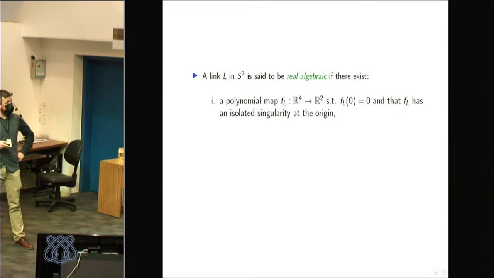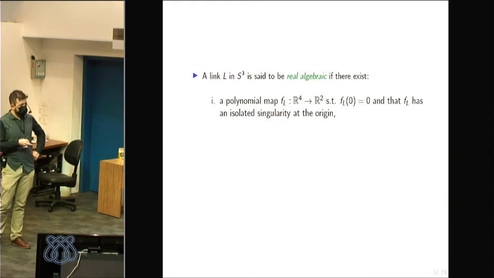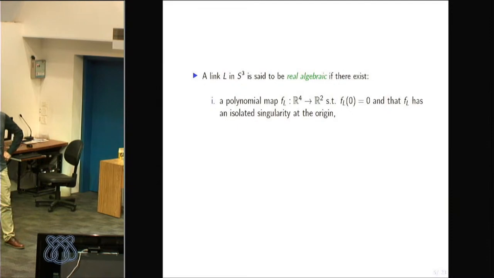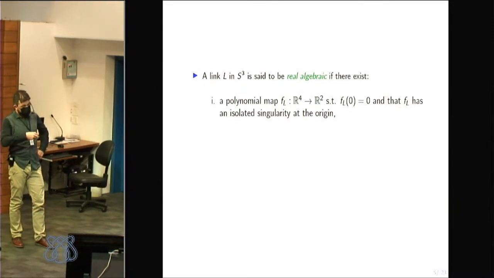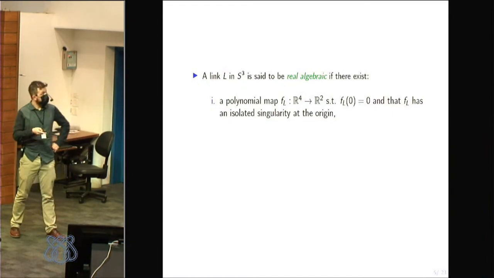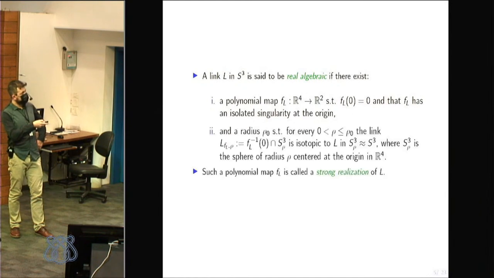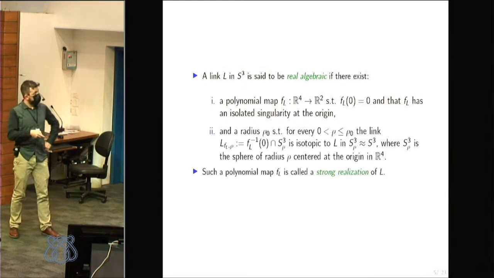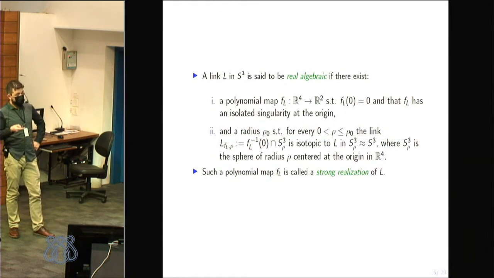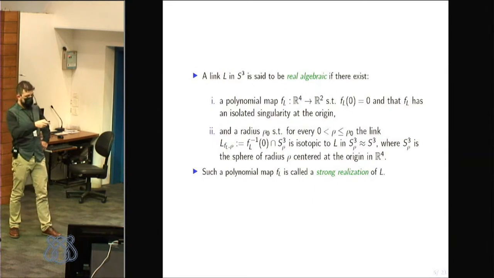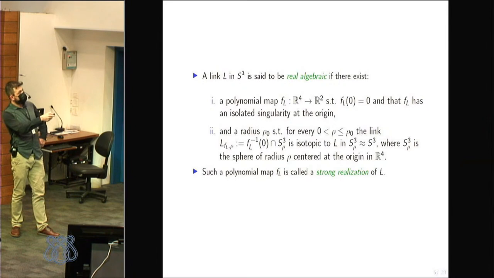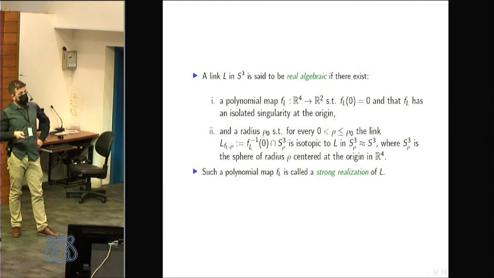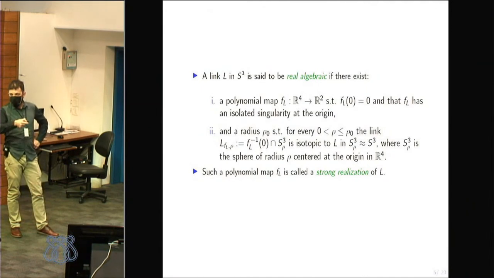Well, what does real algebraic link mean? A real algebraic link is a link that satisfies the following two conditions. First, there exists a polynomial map from R4 to R2 with an isolated singularity at the origin. And the second condition is that there exists a radius such that for any small enough radius, the link classically defined as the intersection, the zero set of F with a small sphere, is isotopic to L. And if this kind of polynomial exists, it is called a strong realization of L, okay?